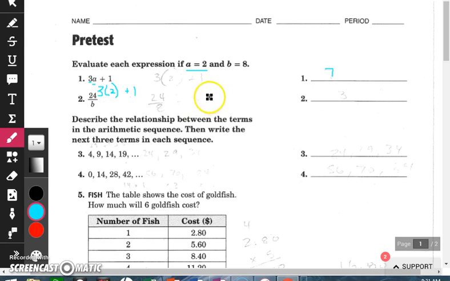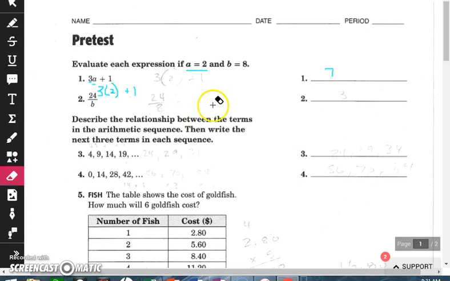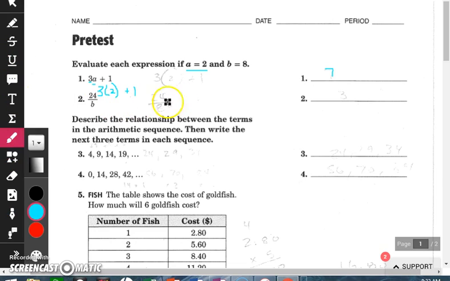Question number 2 is referring to, sorry, not 3, but they're referring to b as the value of 8. So what we're going to do is we are going to divide 24 by 8. If you take a look at the expression, we have 24 divided by 8. And as you probably saw, I had already solved that problem. 24 over 8 is equal to 3.